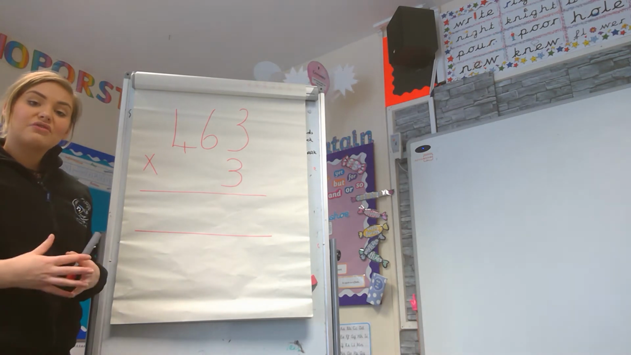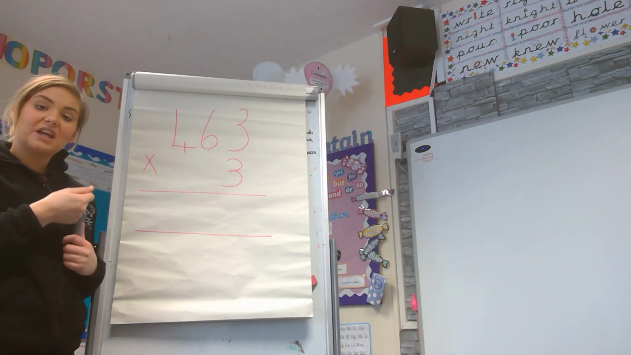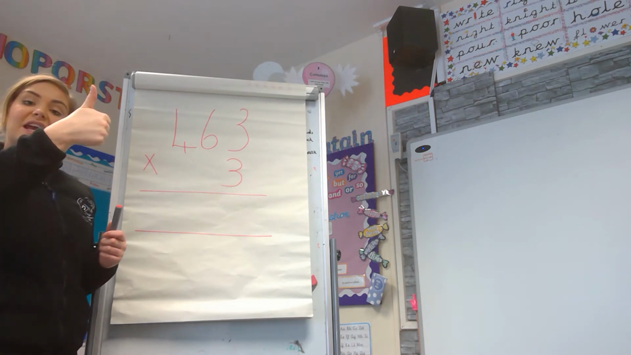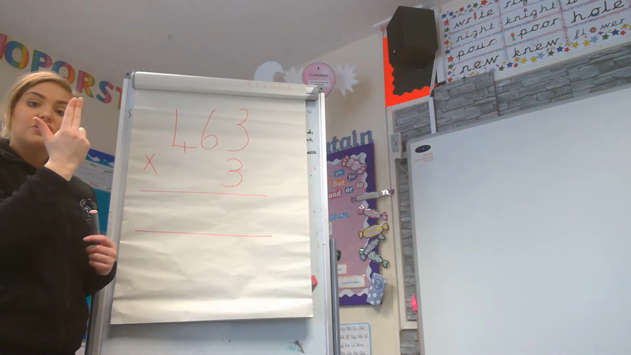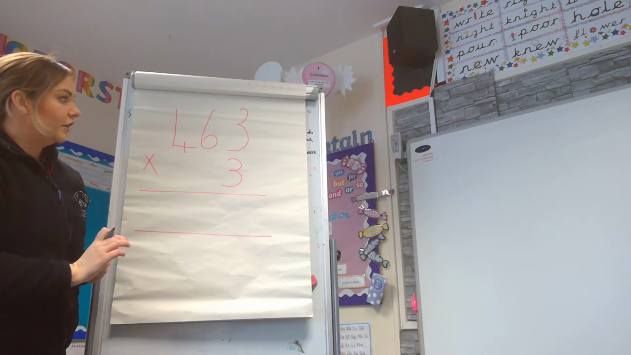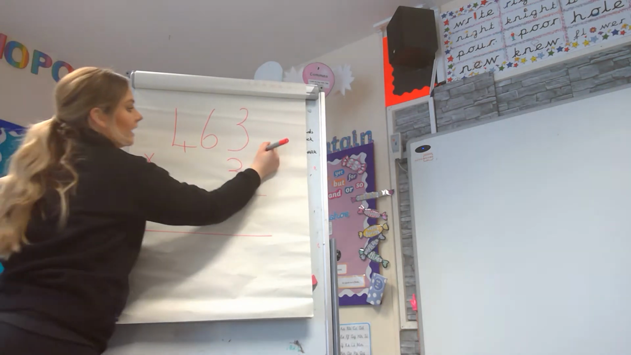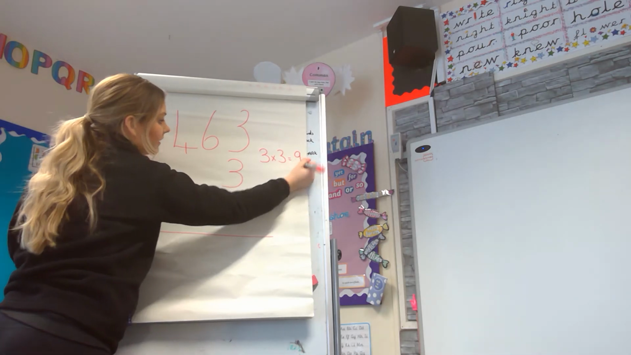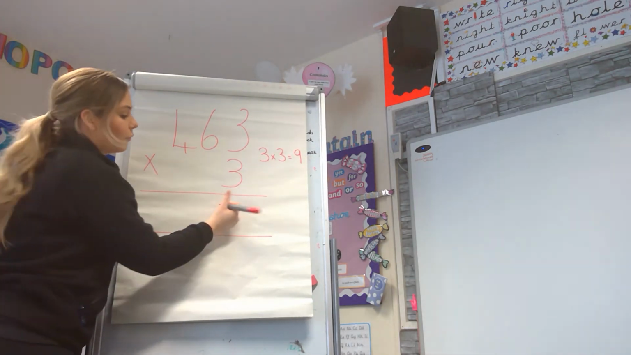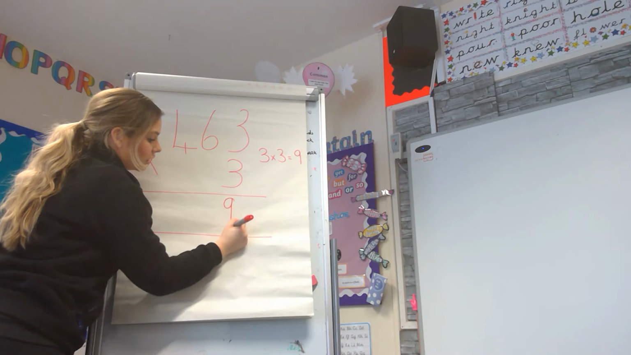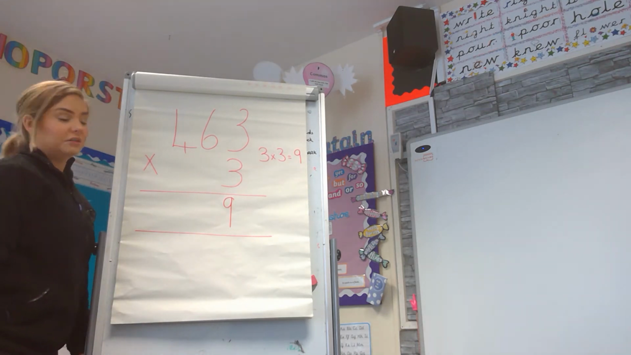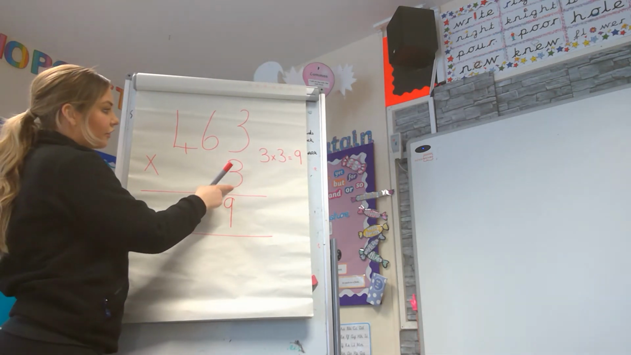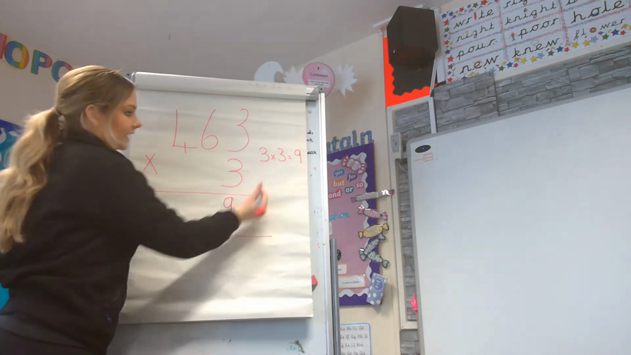So let's have a look at 3 times 3 to begin with. Let's count in threes on our fingers. 3, 6, 9. So 3 times 3 equals 9. I'm going to write this underneath my ones column here because it represents 9 ones. Then I've got 3 times 6.